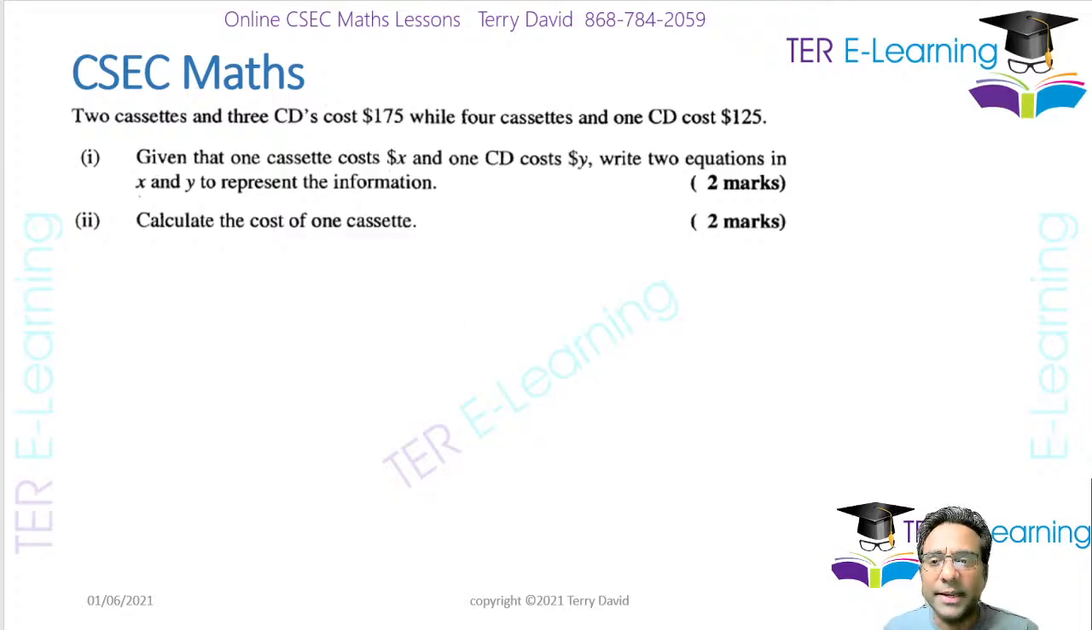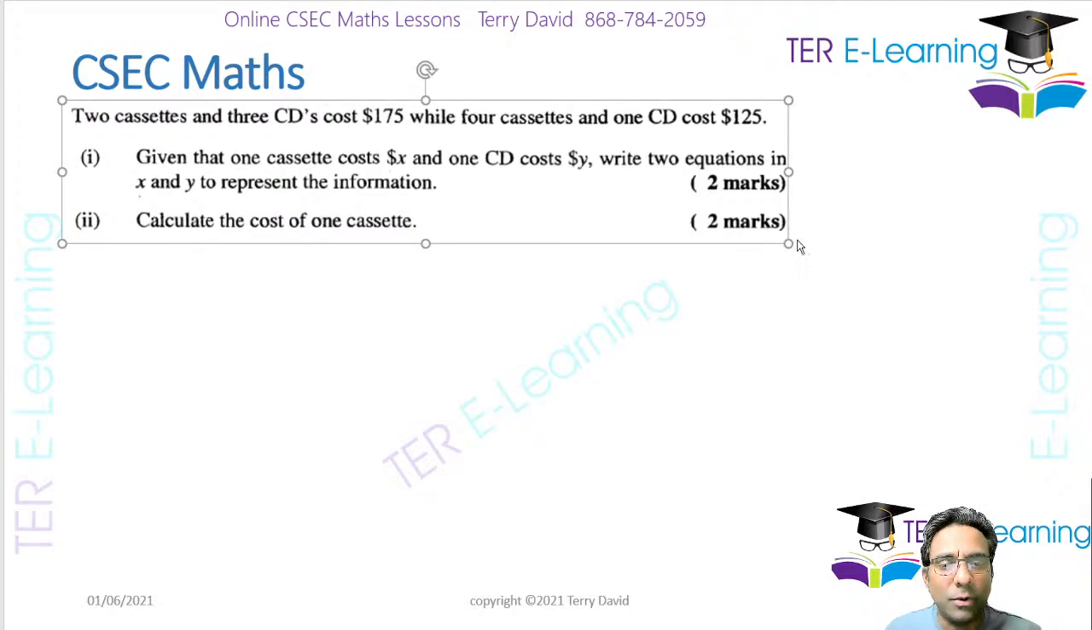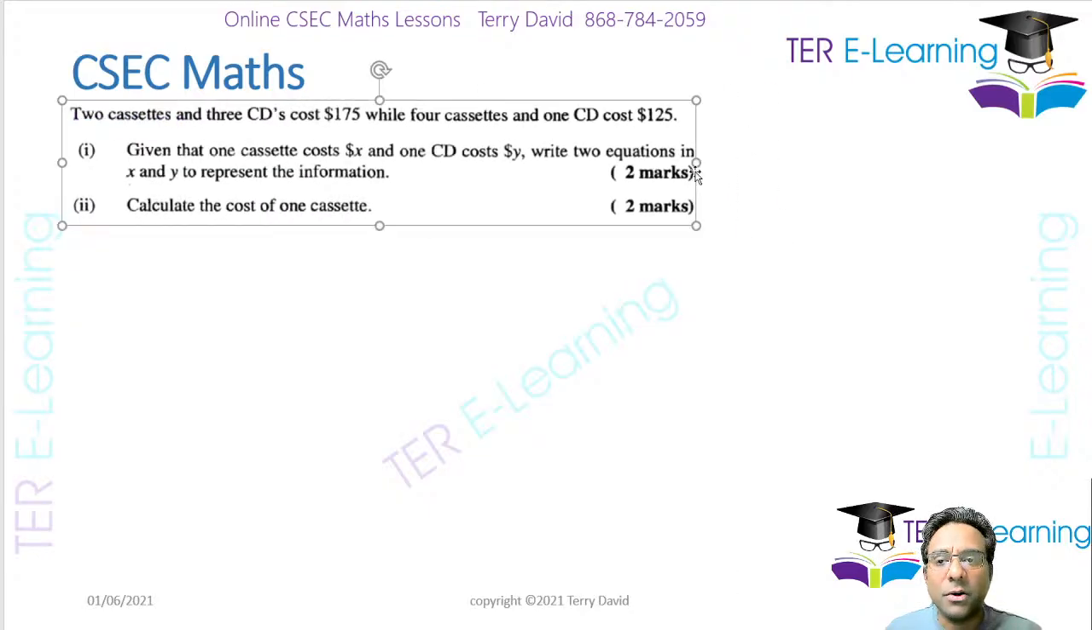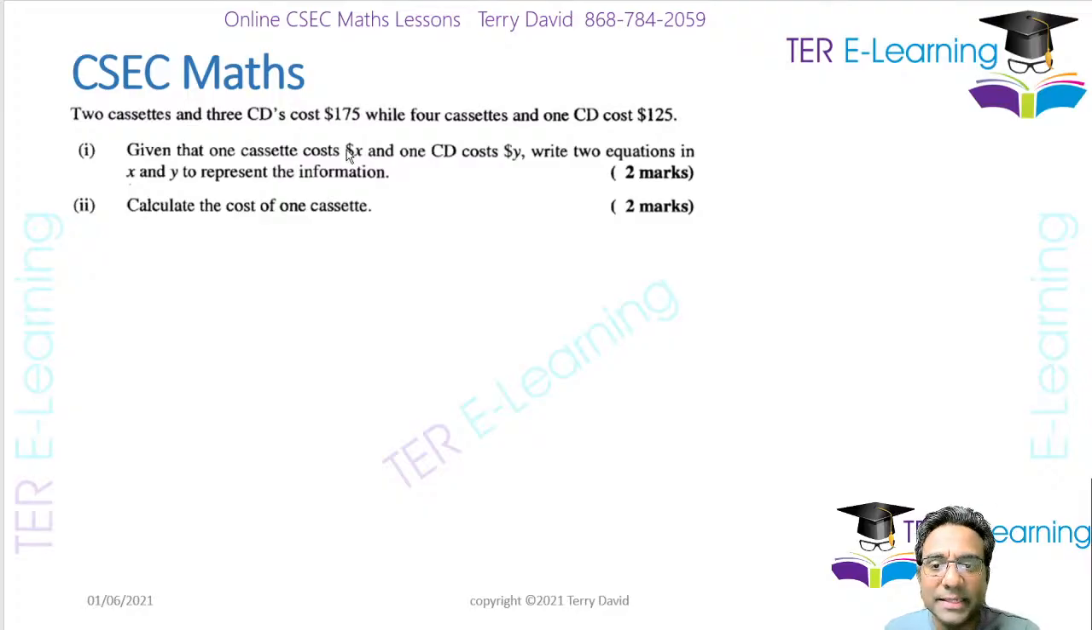Now, let's look at this question here. We have 2 cassettes and 3 CDs. They cost $175, while 4 cassettes and 1 CD cost $125. Given that 1 cassette costs X dollars and 1 CD costs Y dollars, write 2 equations. All right, so what they've done here, they've given us information for us to be able to come up with a simultaneous equation, right? That's what it is. So in part 1, they want 2 equations.